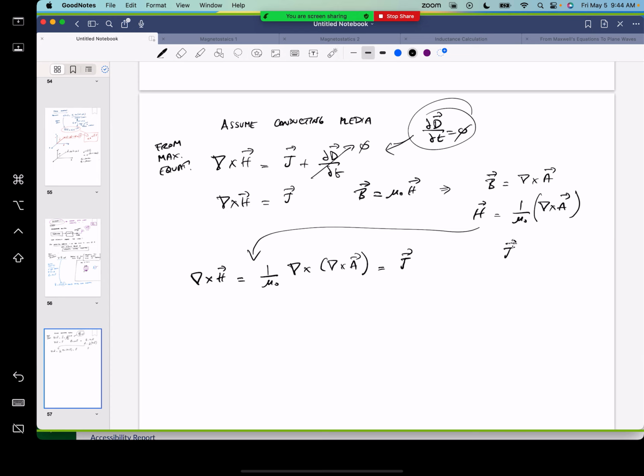So J is current density enclosed by H. Okay, so this quantity here, the math of this quantity ends up being the del of del dot A minus del squared A is equal to mu naught J. Okay, so we have this.